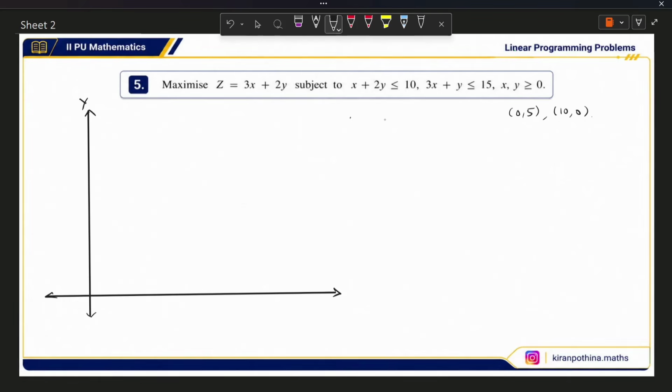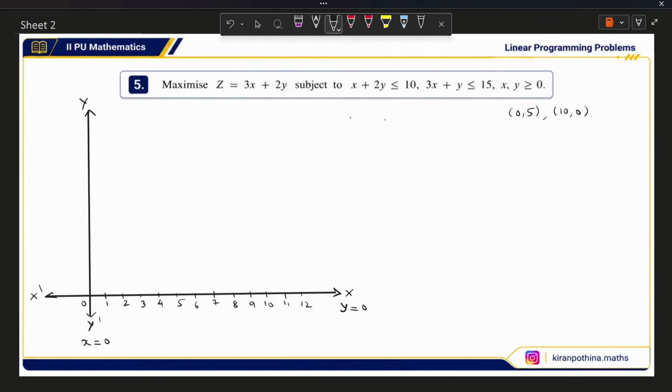Okay, so this is y and y dash. This y dash only we will consider as x equal to 0. This is x dash and this is x. This x axis only we will consider as y equal to 0. So this is our origin. So I will take the points like this: 1, 2, 3, 4, 5, 6, 7, 8, 9, 10, 11, 12.